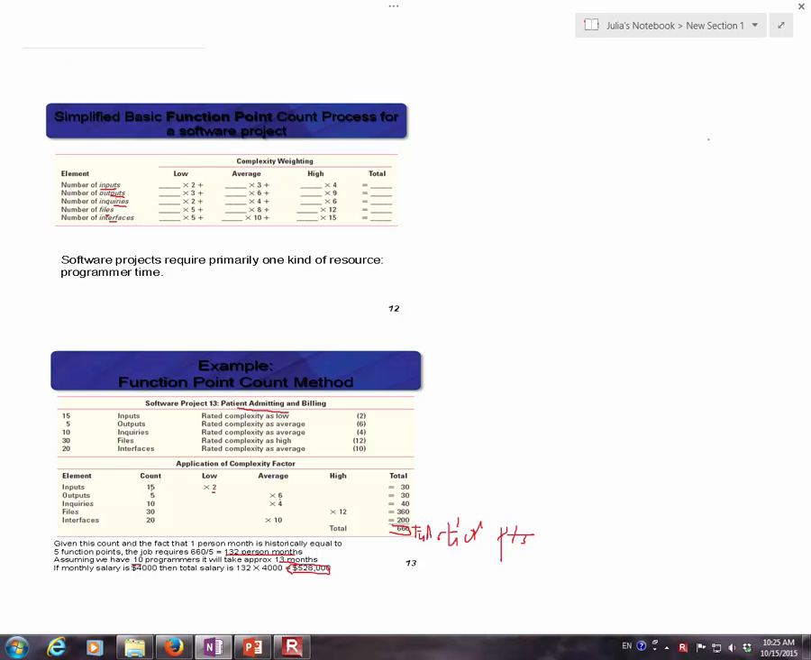Hi, this is Julia. Today's topic is the function point method for software and system projects in Chapter 5. We know in estimating there are two approaches, the top-down approach and the bottom-up approach. And the function point method is one of the top-down approaches.